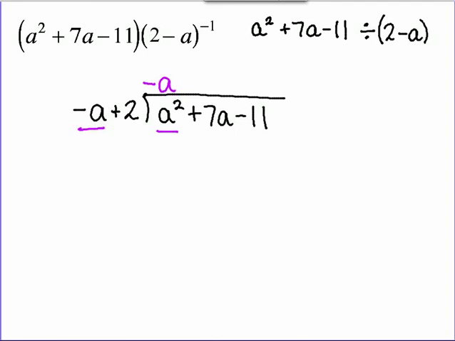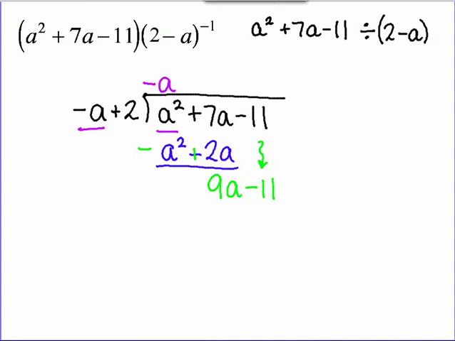So when I multiply that out, I get negative a times negative a, which is a squared. I get negative a times 2. What is negative a times 2? Negative 2a. What step do I do now? I switch the signs. And so when I do that, my a squareds cancel. I'm left with 7a plus 2a, which is 9a. I'm going to bring down my 11.